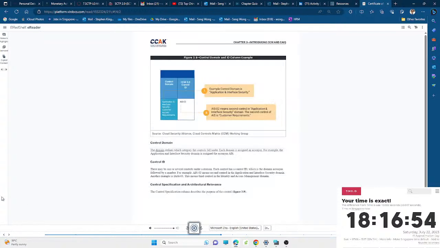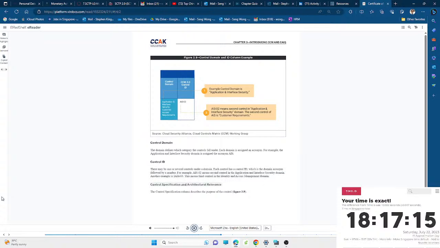Control domain. The domain defines which category the controls fall under. Each domain is assigned an acronym. For example, the application and interface security domain is assigned the acronym ACE. Control ID. There may be one or several controls under a domain. Each control has a control ID, which is the domain acronym followed by a number. For example, ACE02 means the second control in the application and interface security domain. Another example is IAM03. This means the third control in the identity and access management domain.